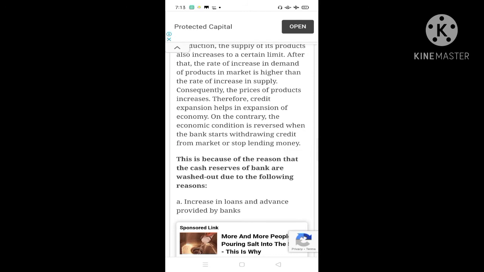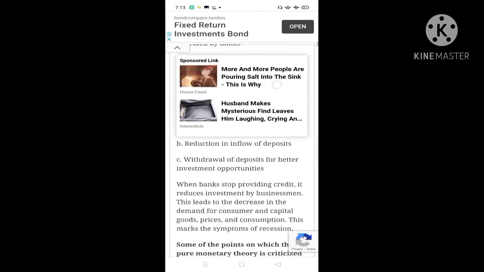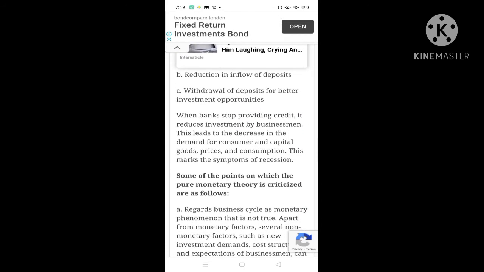Banks will withdraw credit from the people when the cash reserves of the banks are not enough. The reasons are an increase in loans and advances provided by banks, reduction in inflow of deposits, and withdrawal of deposits for better investment opportunities. For all these reasons, the cash reserves in a bank can be washed out. So, under such situations, banks will withdraw credit from the people. When banks stop providing credit, it reduces investment by businessmen. This leads to a decrease in the demand for consumer and capital goods.